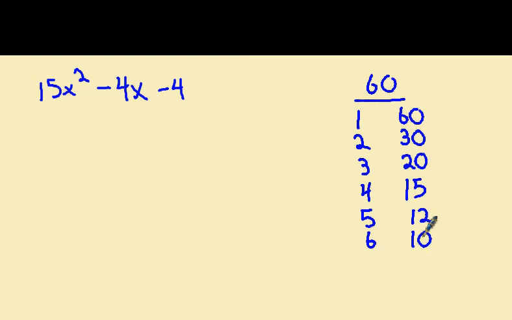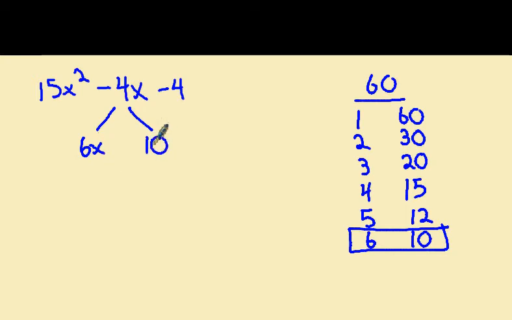Now what I'm going to do is look here at this minus sign right here, and that tells me to look over in these pairs for a pair that subtracts to get this number. If it was a plus sign, I'd look for a sum. So I'm looking for a difference over here that gets this number, and that is this pair right here, 6 and 10. So I'm going to take this middle term and split it up using a 6x and a 10x.